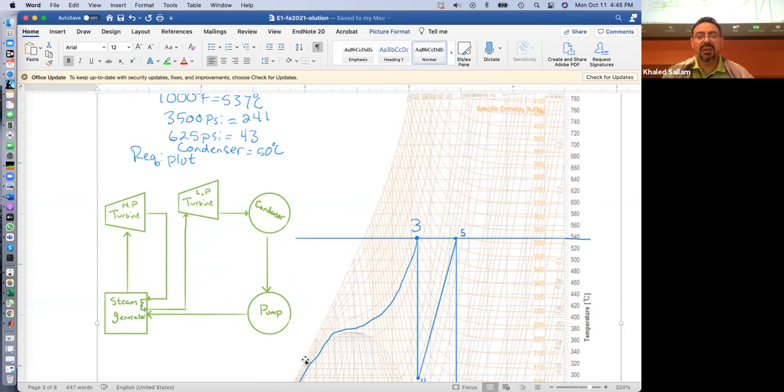One student plotted the cycle up till here, like he came here, and then he went constant pressure like this, and then reheat. I don't know why. So those lines are the pressure lines. You understand what I'm saying, what he did?